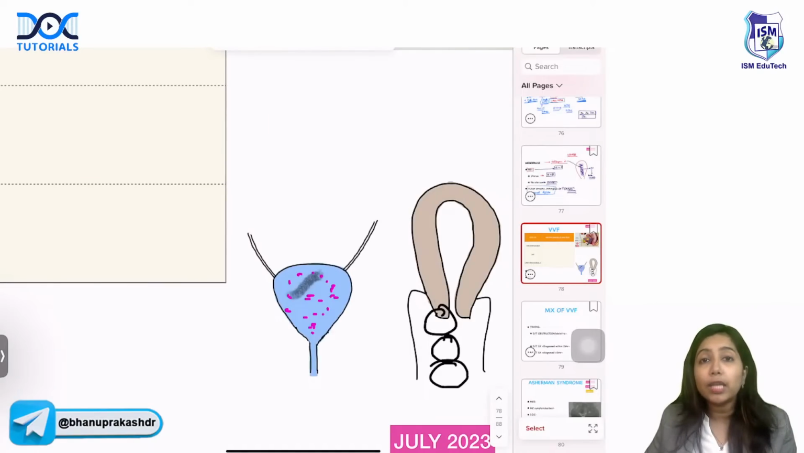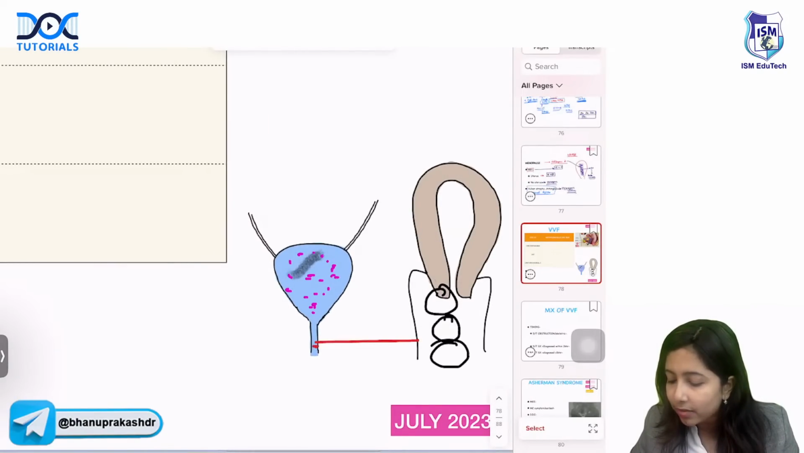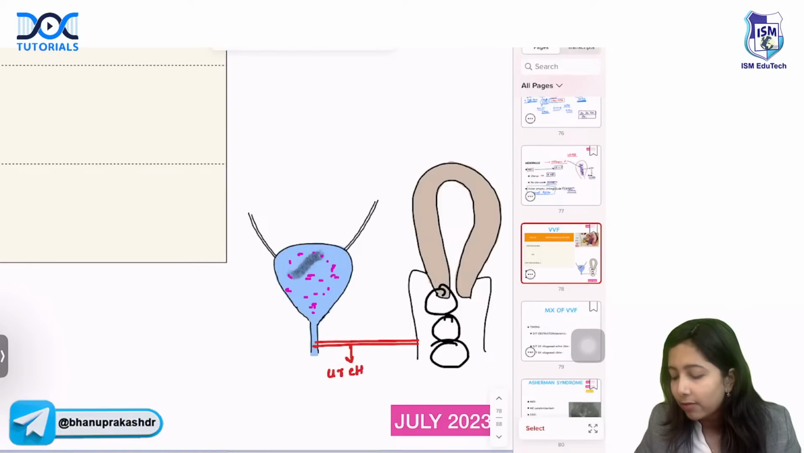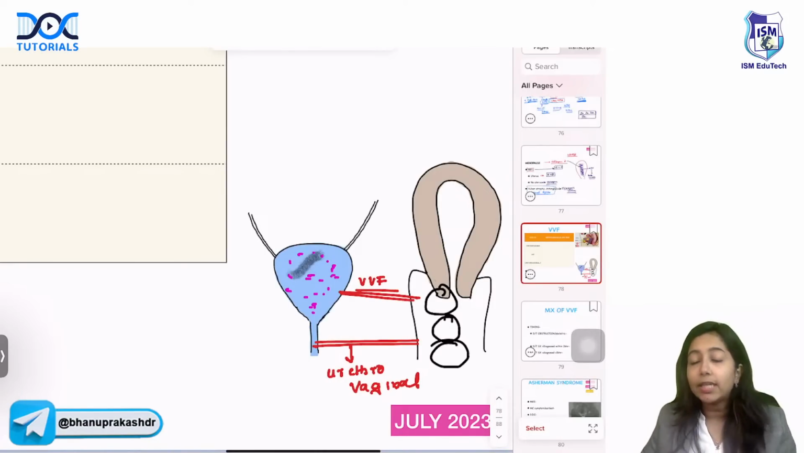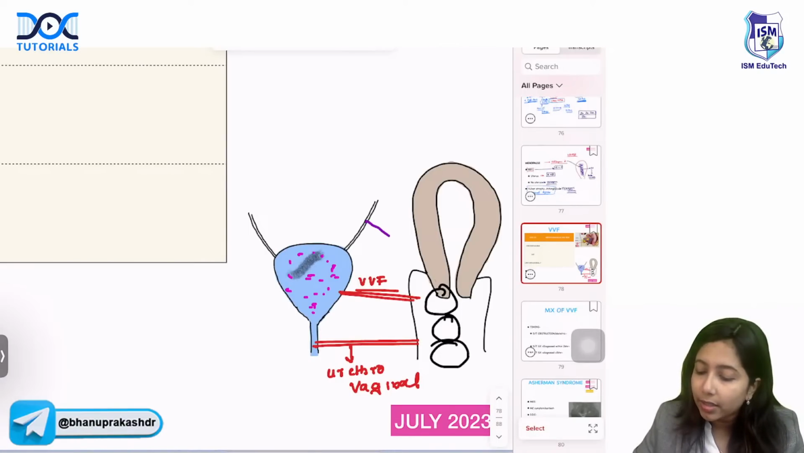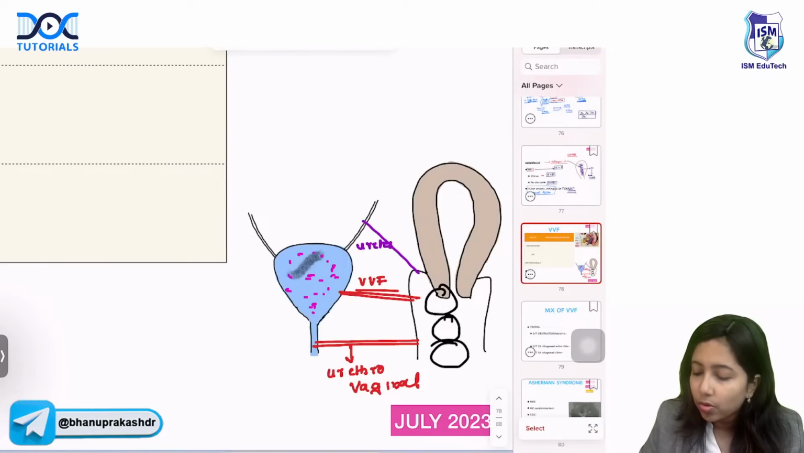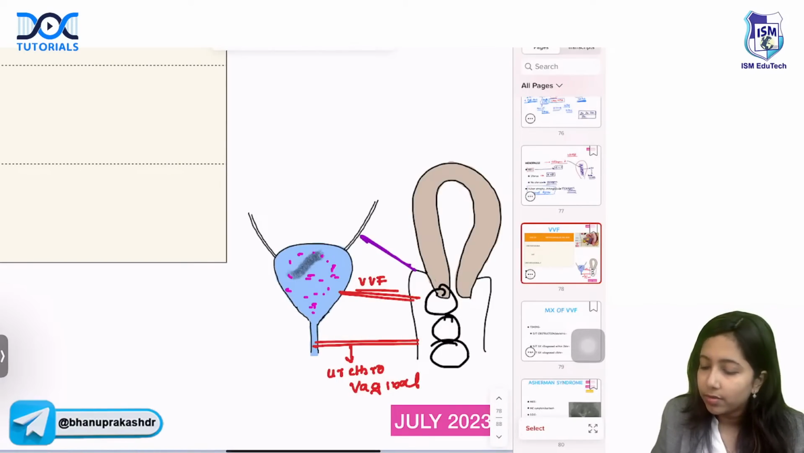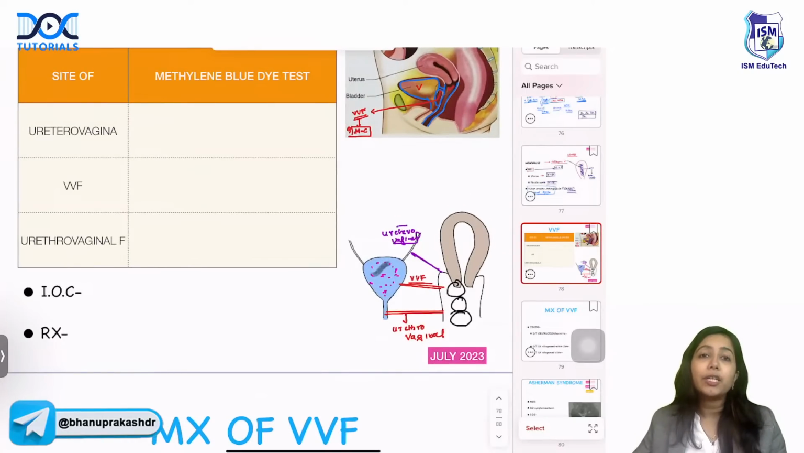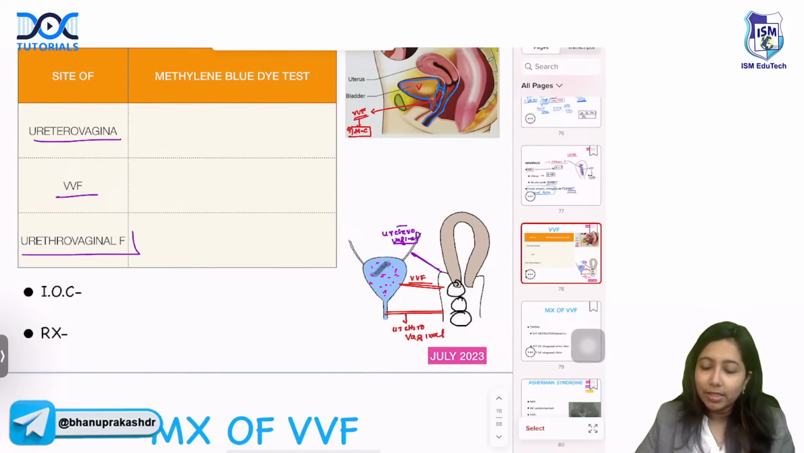The other types include a fistula between the urethra and the vagina. This is the urethro-vaginal fistula. You have the urethro-vaginal fistula, the vesico-vaginal fistula, and next, there can be a connection between the ureter and the vagina, the uretero-vaginal fistula. So, how do you differentiate between these three? Already the names are given here for you. These three fistulas can be differentiated by using our three swab test.